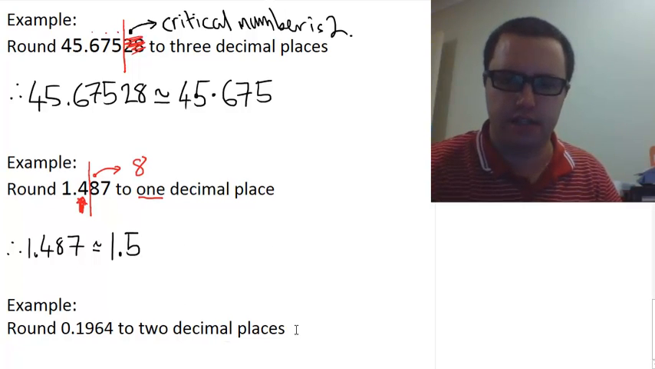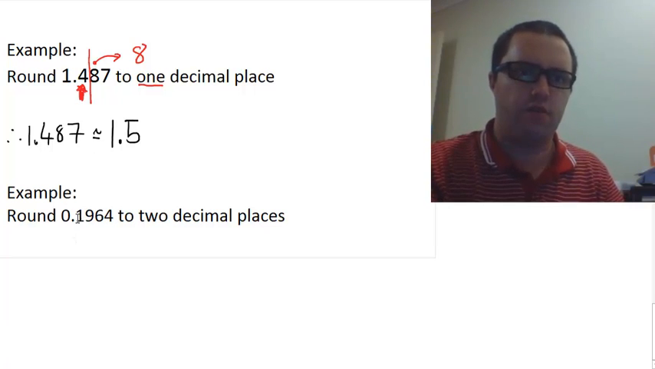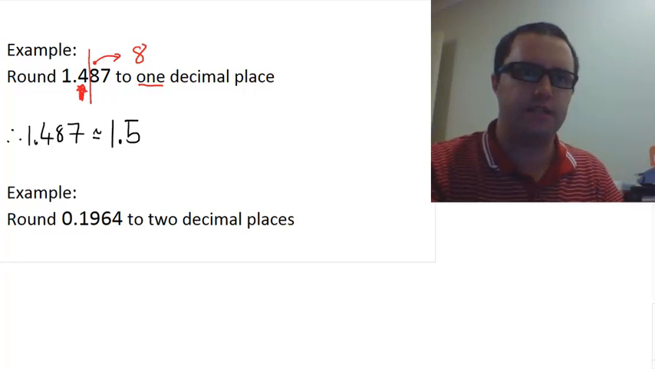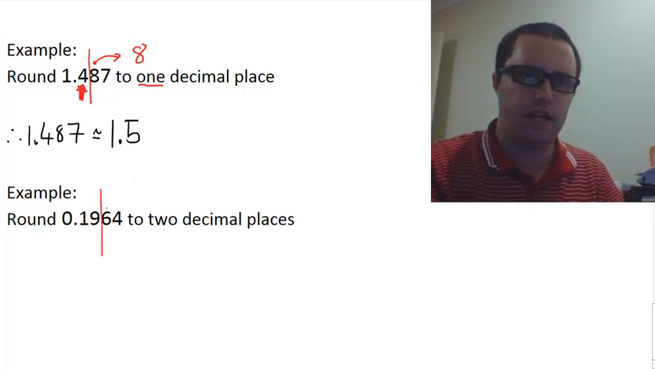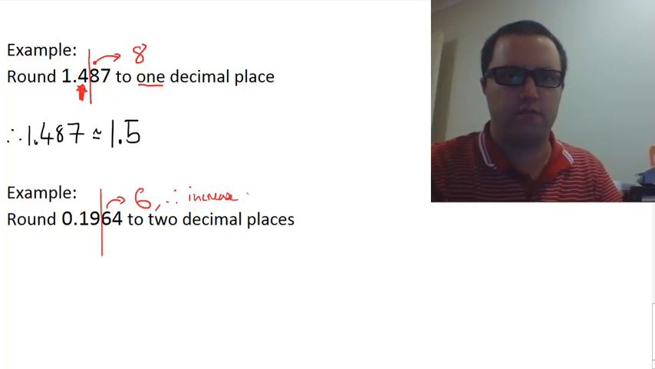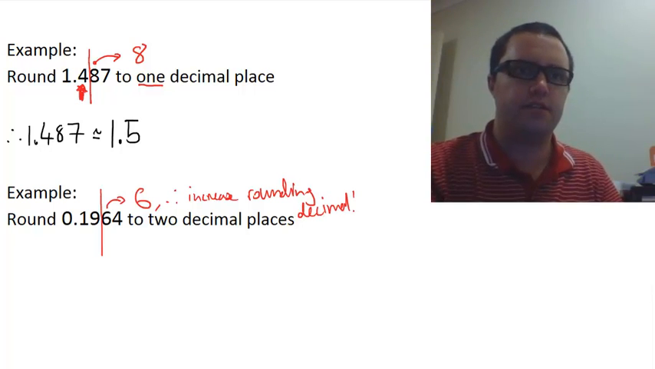Right, here's one that's a little more tricky. Rounding 0.1964 to 2 decimal places. Let me blow this up a little bit. To 2 decimal places now, so 1, 2. That means we're going to be terminating here at least. Let's look at our critical value. It's a 6. Therefore, increase the rounding decimal. Okay, let's do that.